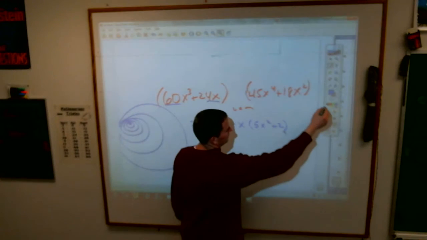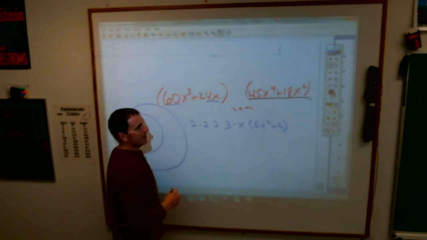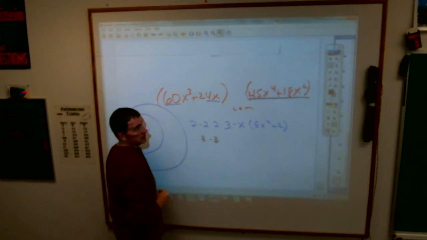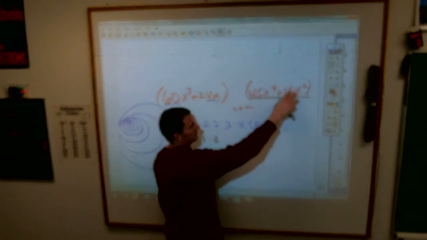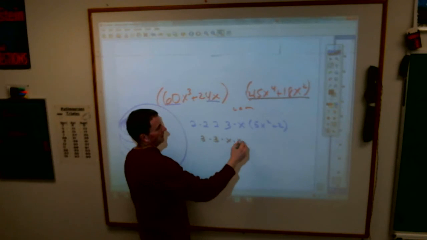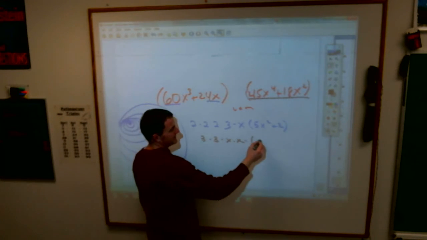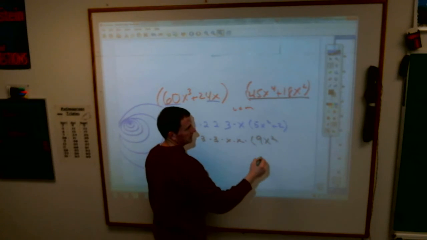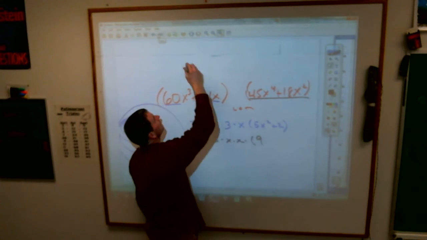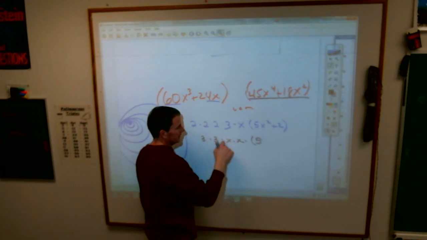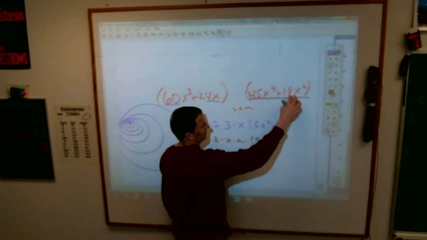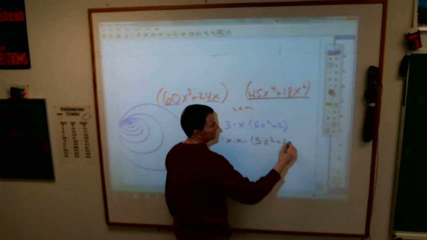Okay, what's the prime factorization of this? What can I take out of 45 and 18? Well, 9, which is 3 times 3. What can I take out of x to the 4th and x squared? I can take an x squared out, which is x times x. And then in parentheses, I'm left with a 5, because 9 times 5 is 45, x squared. Taking a 9x squared out of that, I'm left with a plus 2.